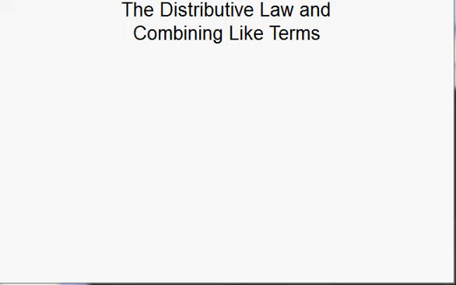This lesson is about the distributive law and combining like terms. First, we need to talk about some vocabulary. First word is number. I think everybody knows what a number is.